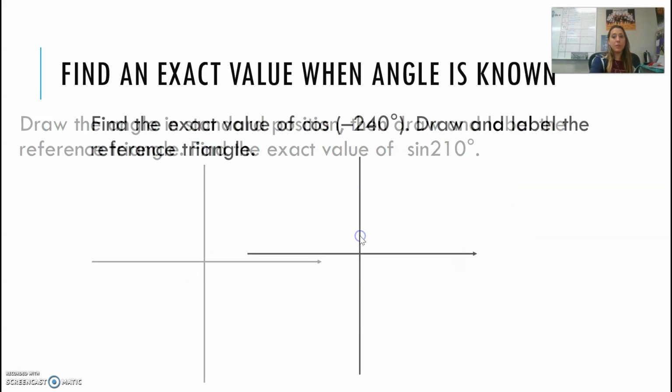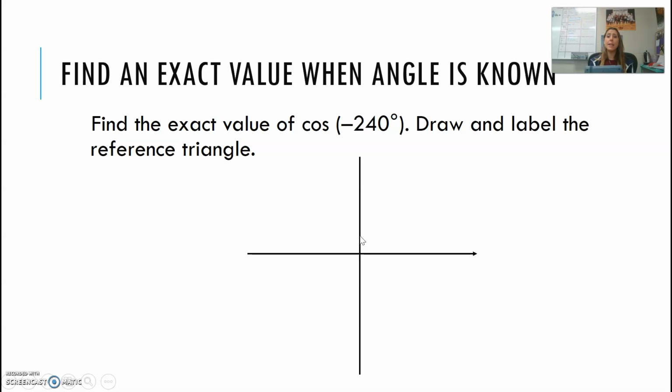Okay, so now let's do another one. So go ahead and hit pause. I would like you to try this one on your own, and we are going to try to figure this out. So if we are doing a negative angle, we still start where everything is positive, x and y. So we're going to start here, but remember, it's a negative angle, so we're going to go down.